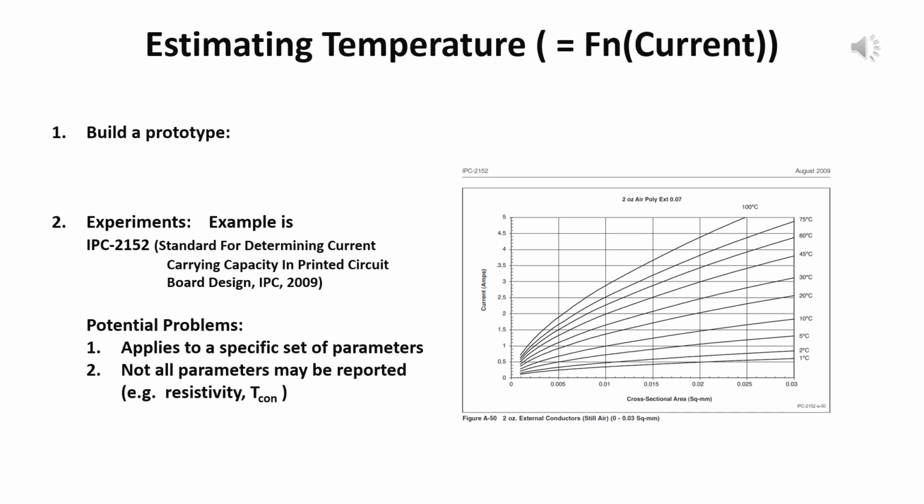The good news is this will get us very close to what the temperature of the trace is going to be. The bad news is this applies to a specific set of parameters which may be different from the parameters on your particular board. And not all the parameters may have been reported in IPC 2152. For example, the resistivity of the trace and the thermal conductivity coefficients of the board material.